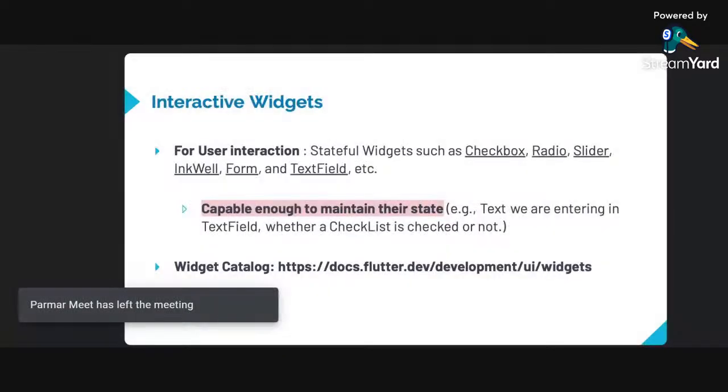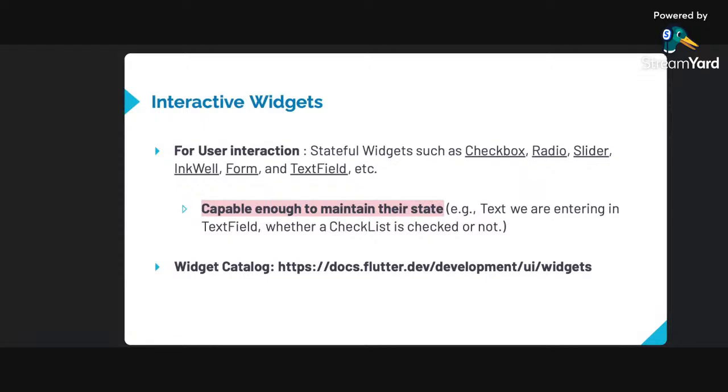Okay. So for user interaction, Flutter provides stateful widgets, which are checkbox, radio, slider, inkwell, form, text field, etc. Those are the widgets which require user interaction. In most applications, you have a sign up form, a bank detail form, and that type of form. In those forms, you require user input, where the user can enter their information, and we can pass that information to our application. Those widgets are called interactive widgets.